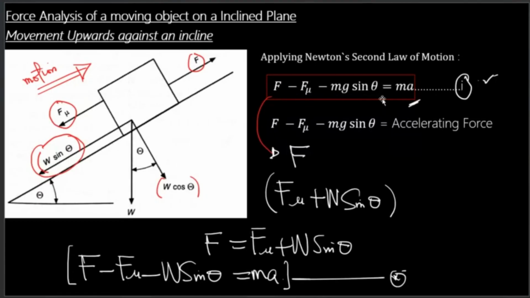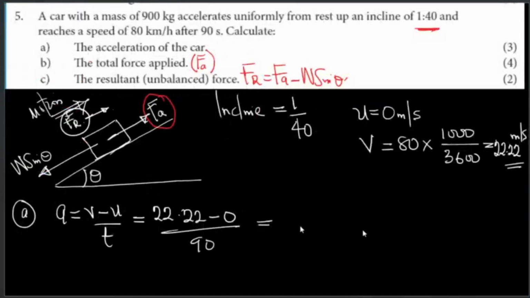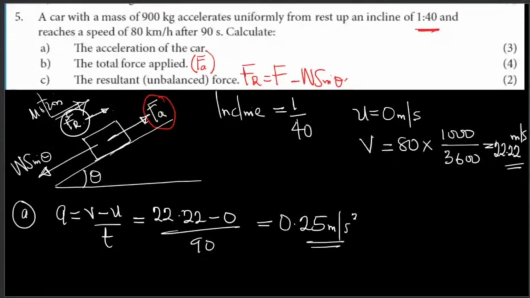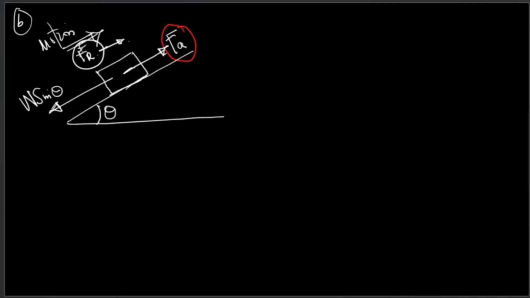We are going to use this equation. So the force applied is that F there because the movement is upwards. The acceleration is 0.25 meters per second squared. Total force applied. Let me crop out that diagram. So the B part says that you must determine the total force applied.